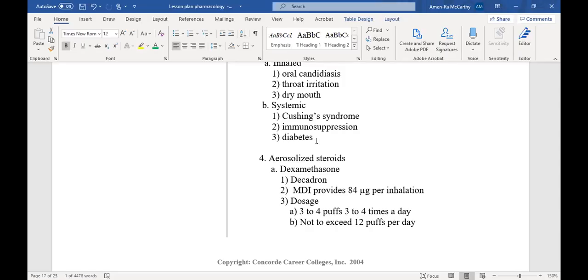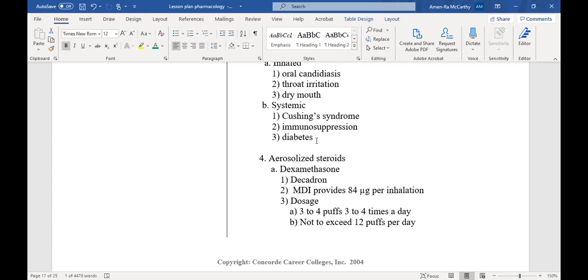Now, let's look at the aerosolized steroids, and there's only one pill, okay? There's only one that's a pill. The other ones are inhaled. So the aerosolized steroid, the first one is dexamethasone. I'm sure you heard of that one on the news, right? They were using that one for coronavirus, right?